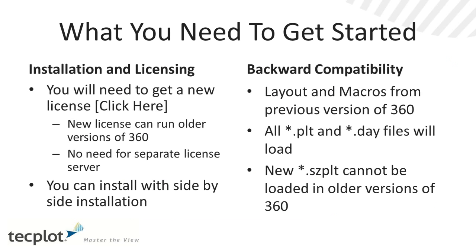So if you have an existing license and you just need to get a new license for the upgrade, you'll see that going through our new portal will be very simple. You can actually just request a license, and we'll walk through that in detail in a moment. I actually have decided to defer the detailed discussion of that. You will be able to run older versions of 360 using the new license. So you don't need to have two license servers in this case, just one. So the key will work.